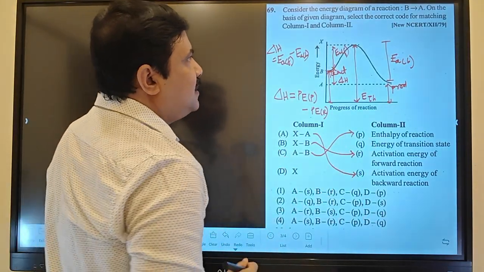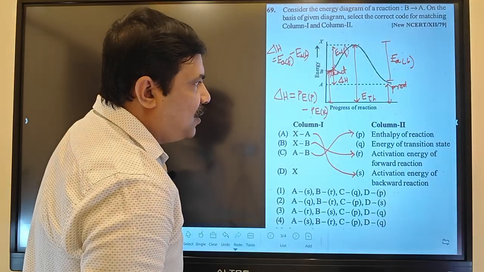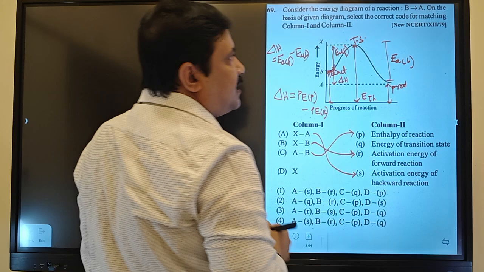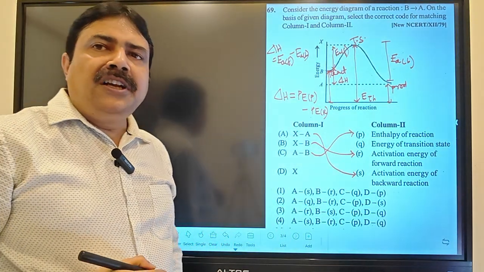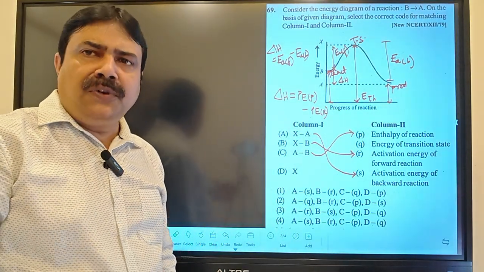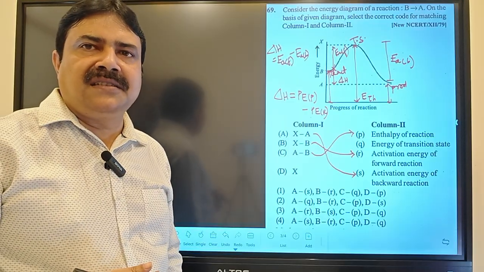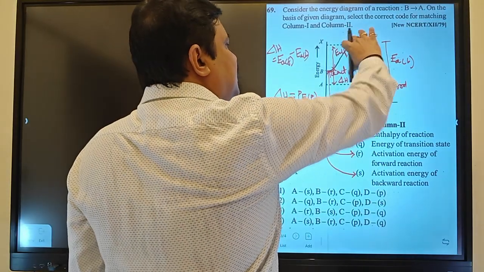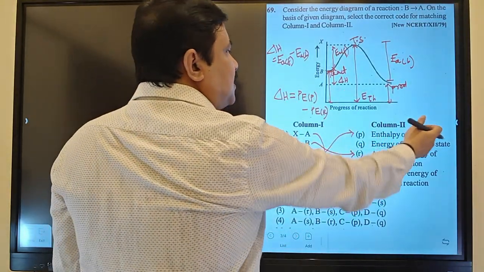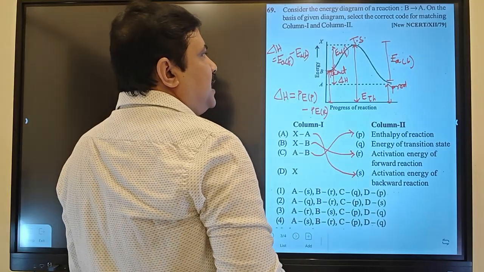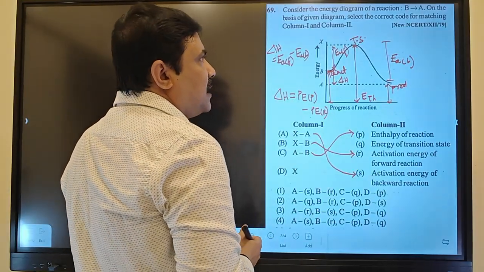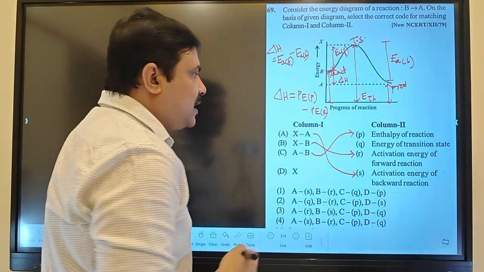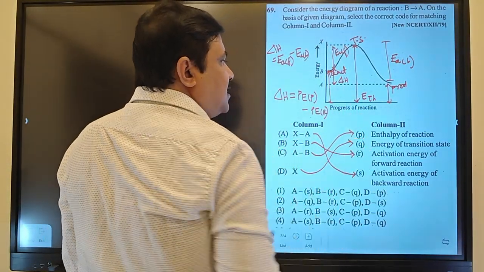Now X is nothing but the energy. This state is called the transition state. Transition state means where the old bond is not fully broken and the new bond is not fully formed. That's why X is the threshold energy level, or we can say the transition state. Threshold energy means the potential energy of the reactant plus the forward activation energy, and this peak is called the transition state. So X is nothing but the energy of the transition state.